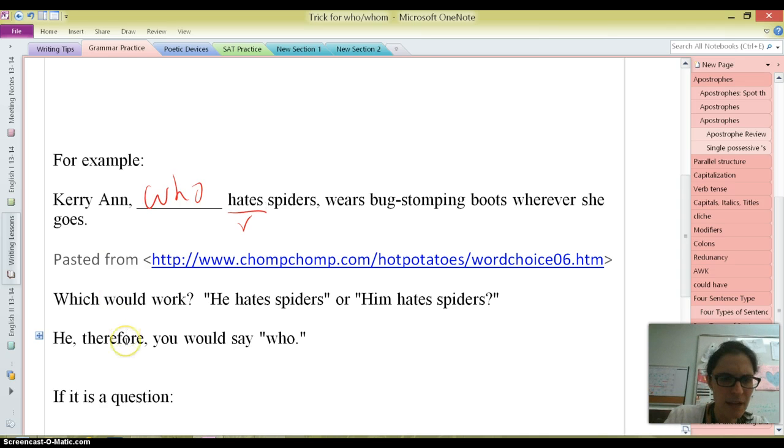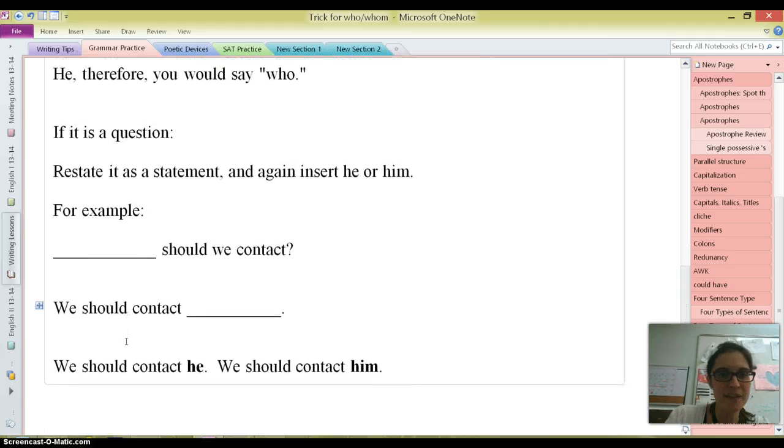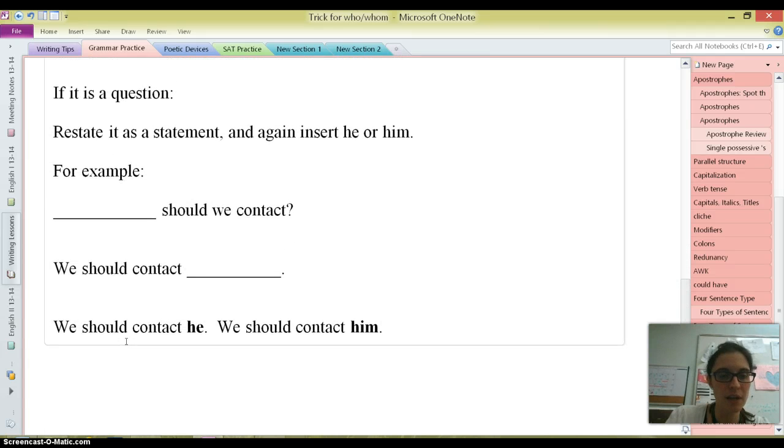If it's a question, that's another thing that sometimes confuses people. They say, well, what if it's a question? Well, to apply this same he, him trick, you want to restate it as a statement, and then again, insert he or him. For example, what would we fill in this blank? Who or whom should we contact? So let's first turn it into a statement. We should contact blank. Now let's try the he and him. We should contact he, or we should contact him. And you would think to yourself, which one sounds right? Him sounds right.